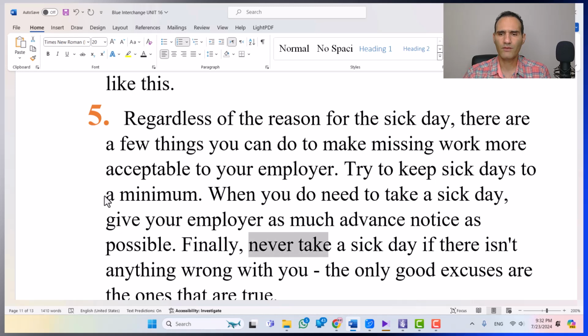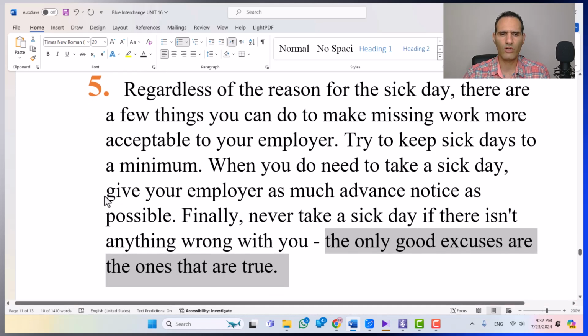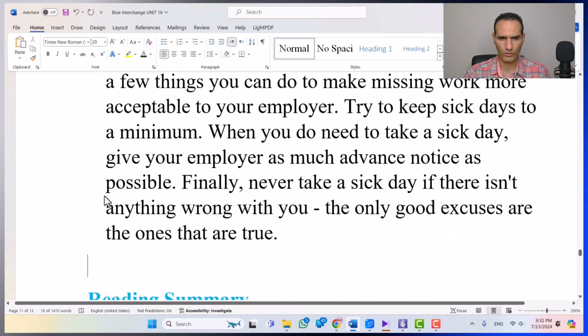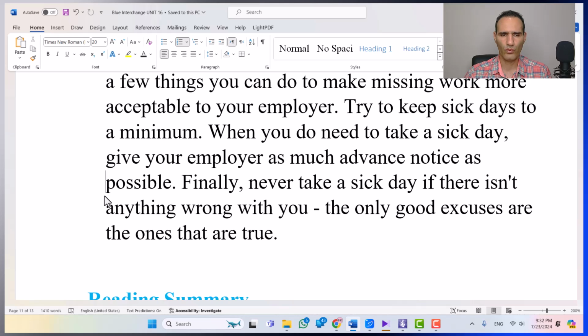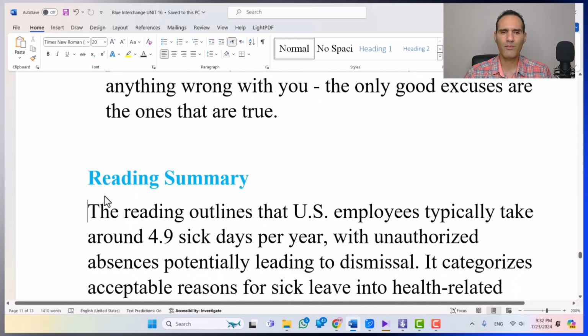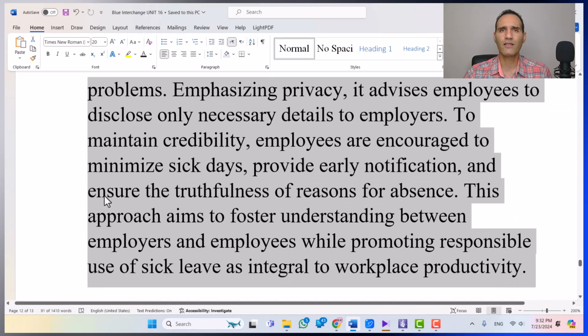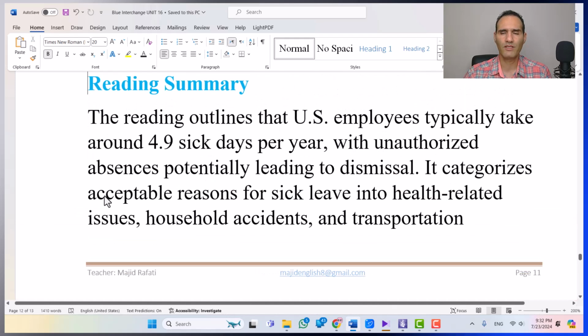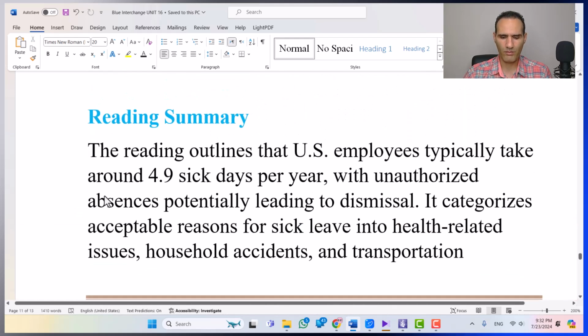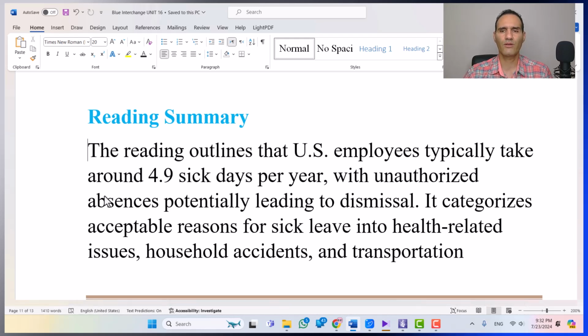Finally, never take a sick day if there isn't anything wrong with you. The only good excuses are the ones that are true. Okay, so this was our reading about sick leave and the 3 common reasons for them. Now, a summary of this reading, excellent especially for TOEFL iBT learners. Why? Because they need to do that for their writing and for their speaking sample responses.